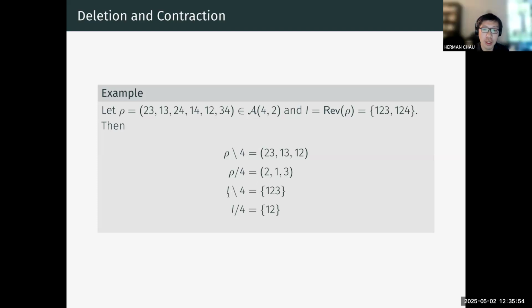The deletion of the set I is I just delete all the subsets that contain 4. So I delete the 1, 2, 4. And that leaves me with 1, 2, 3. And then the contraction is I take all the elements that contain 4. So in this case, only 1, 2, 4. And then I delete 4 from it. And that gives me the contraction, I contract 4.